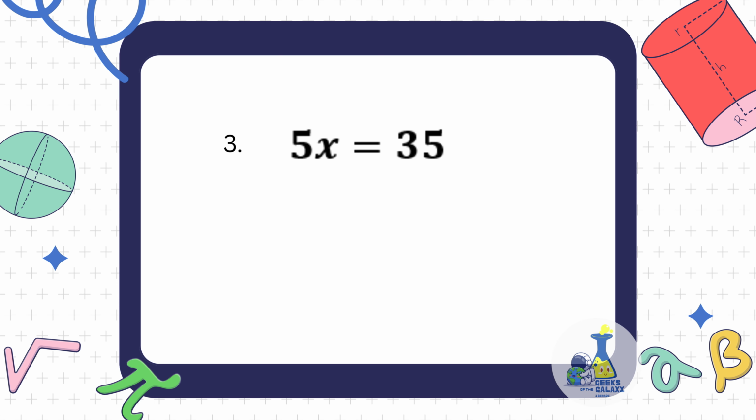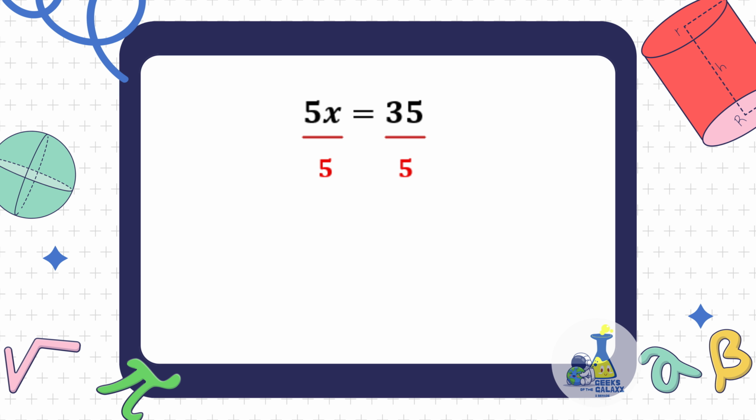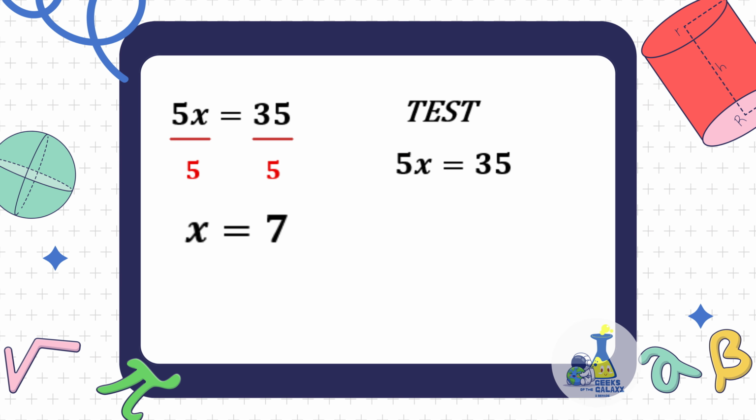In this example, we have 5x is equal to 35. If we want to get x alone, we have to get rid of the multiply by 5. The inverse of timesing with 5 is dividing with 5. We have to do this on both sides of the equation. 35 divided by 5 gives us a value of 7.